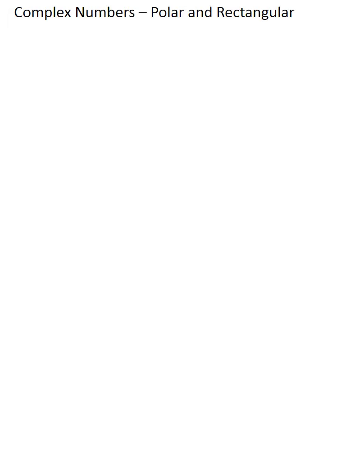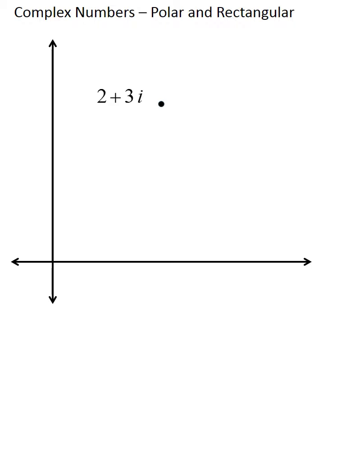This lesson is about complex numbers, polar and rectangular form. Here's a complex number. As we know, a complex number is a real plus an imaginary term. We saw in a previous video that complex numbers can be plotted or thought of as ordered pairs directly above their real part and imaginary term, as shown.